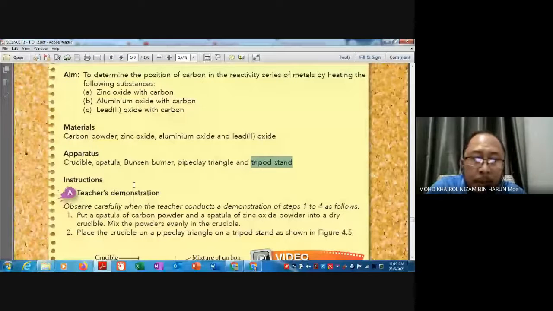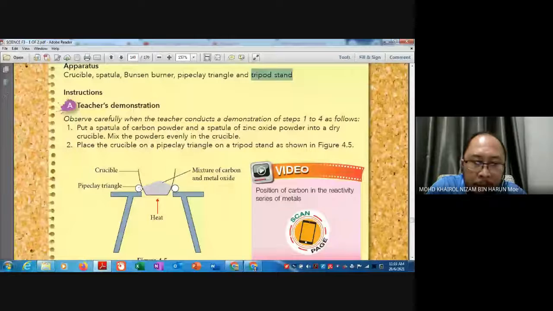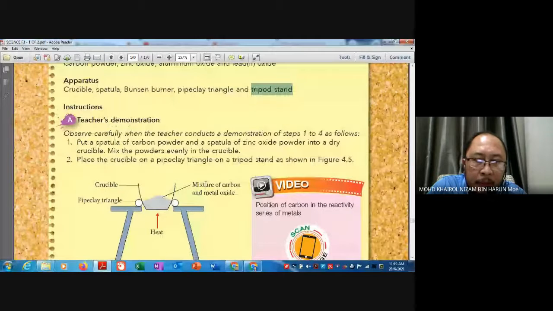Okay, so the instruction given here. From the diagram shown here, you can see this crucible. We will put the pipe clay triangle on the tripod stand. So this one is a tripod stand. And we have the crucible here.